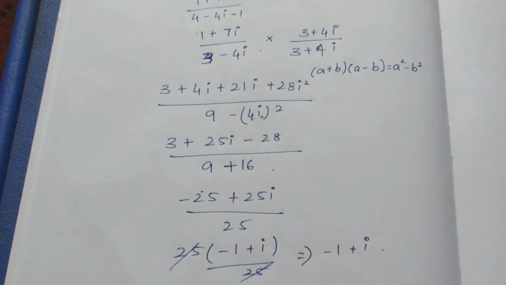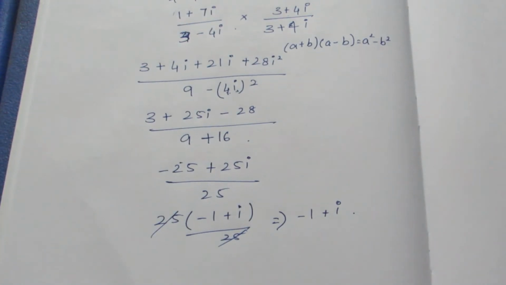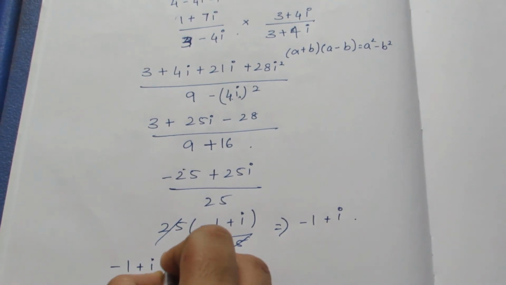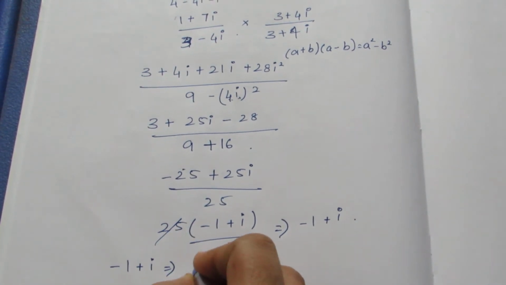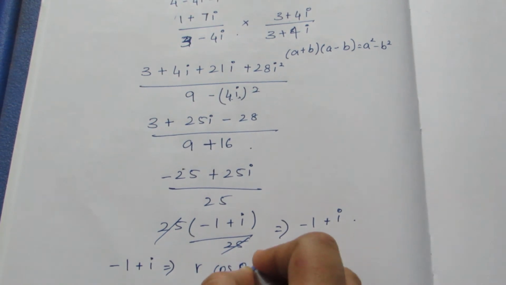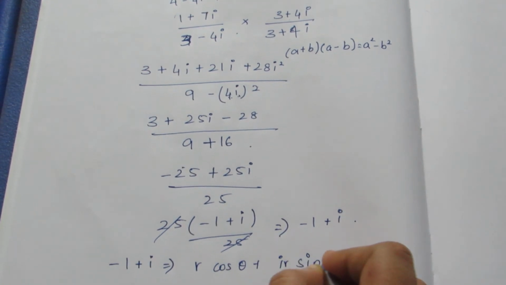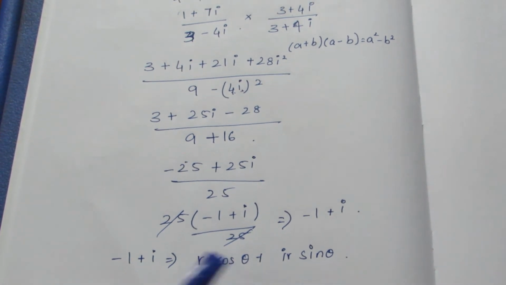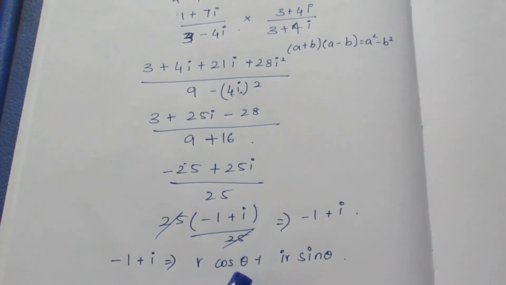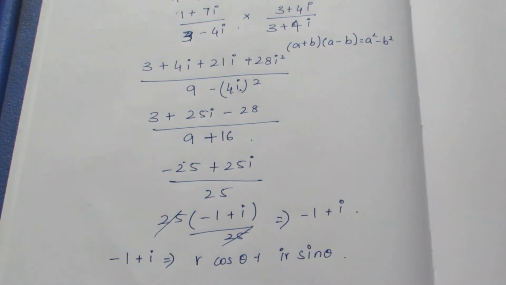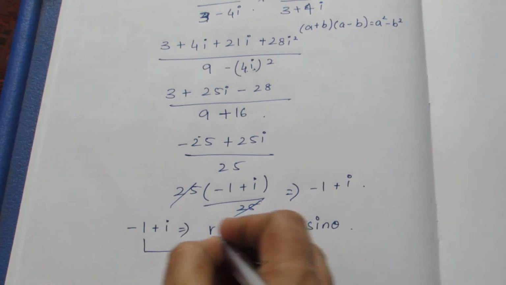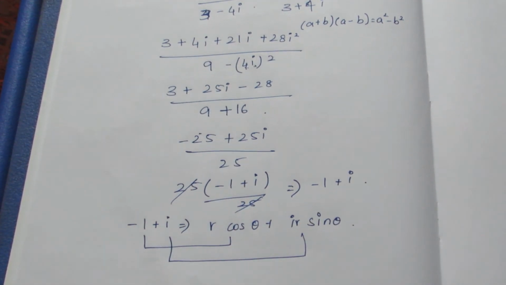We need to convert the given minus 1 plus i to a polar form. For that, the required polar form will be of the form r cos theta plus i r sin theta. So this is the required polar form. We know that the real part is equal to the real part and the imaginary part is equal to the imaginary part. So equating the real part as well as the imaginary part, we will get separate equations. Let's see.